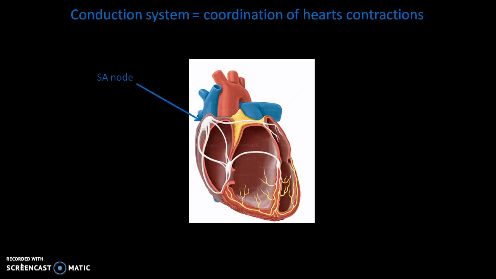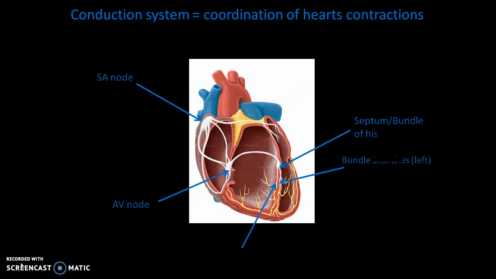An impulse travels from the sinoatrial node, also known as the SA node, down to the atrioventricular node, also known as the AV node, which then travels down the septum through the bundle of His and down the bundle branches on the left and the right, and then finally into the Purkinje fibers, which creates ventricular contraction. The heart's conduction system controls its cardiac cycles.